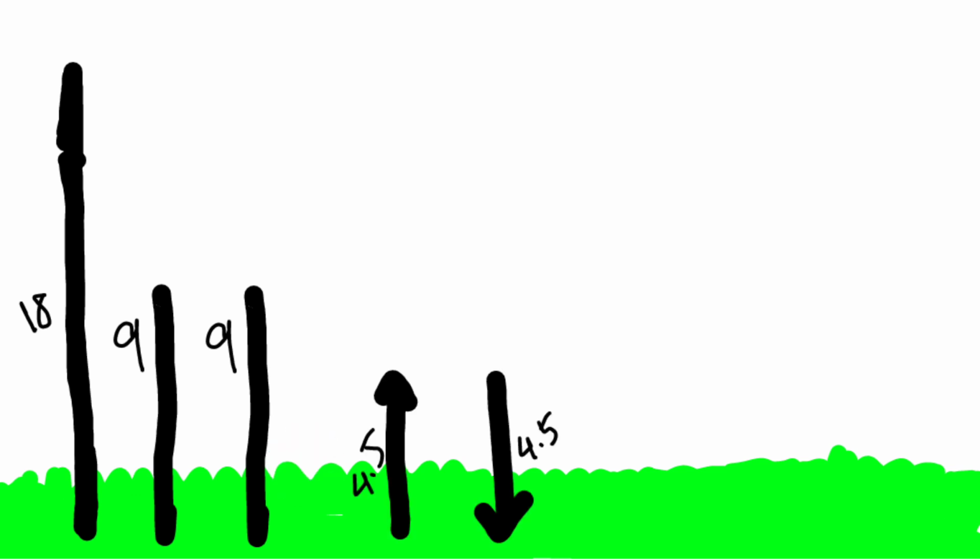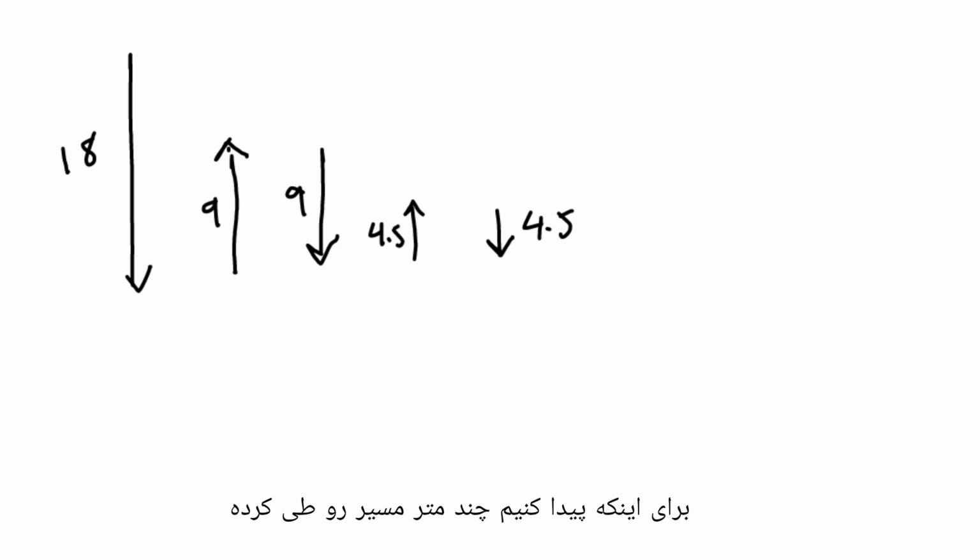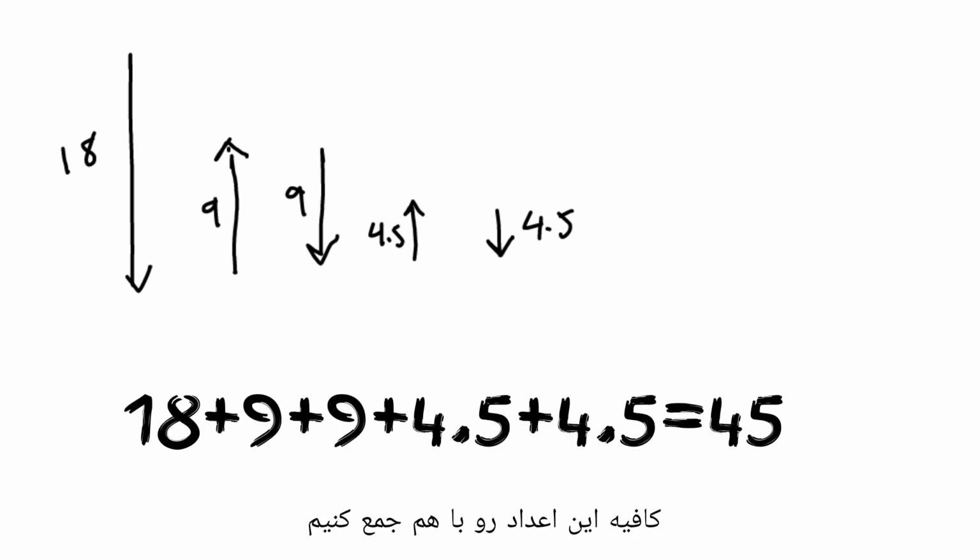It goes up to half of the previous height, which is 4.5 meters. Then it falls again and hits the ground for the third time, ending the question. To measure how many meters the ball has moved in total, we simply add them together.